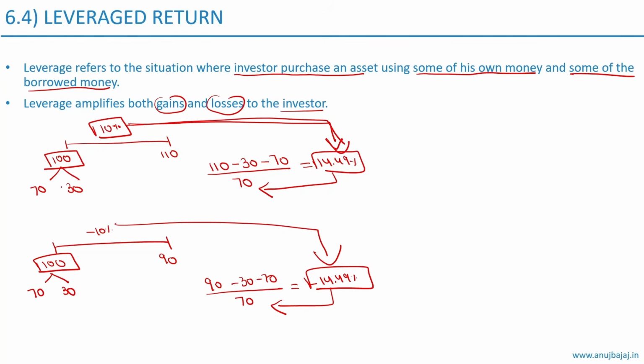Now consider that the investor has to pay 5% as interest rate on the money that he borrowed. So the return that he earns on his own money will be 110 minus the $30 that he has to repay, minus interest of $1.5, minus 70, divided by 70. So the investor earns a return of 12.14% on his own money. You won't be tested much on the numericals. It is enough if you know the concept.